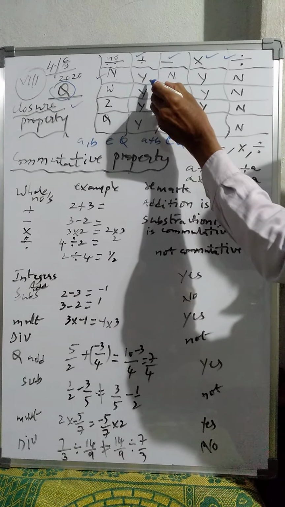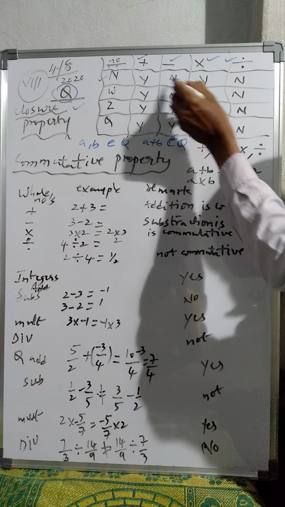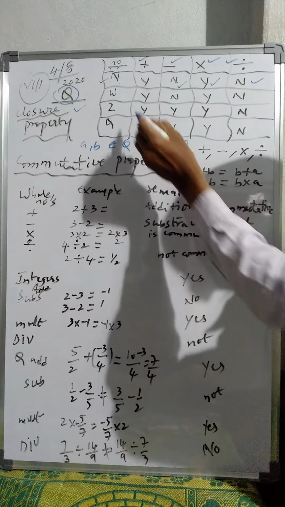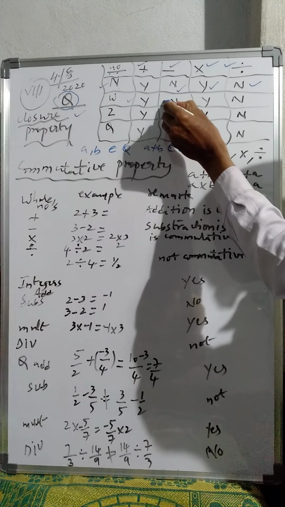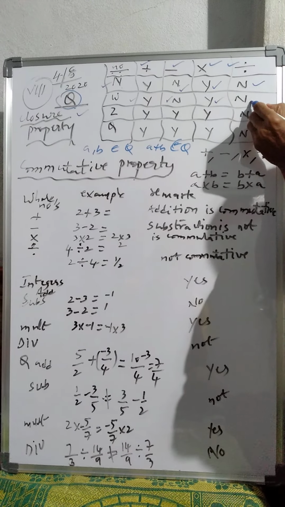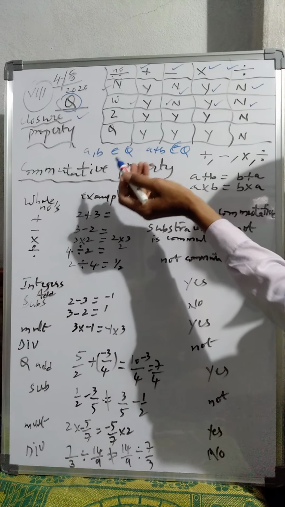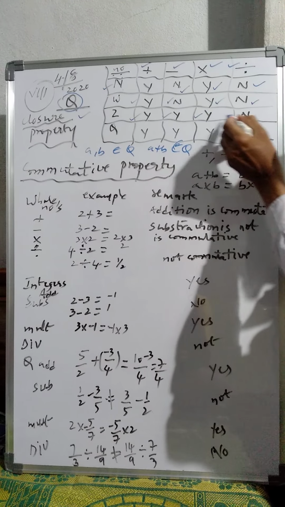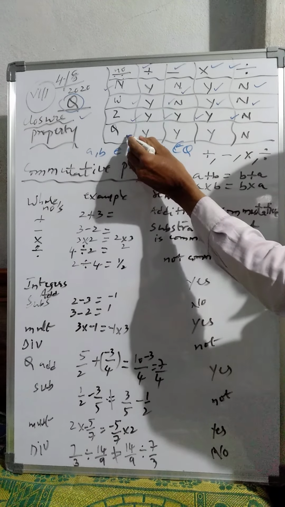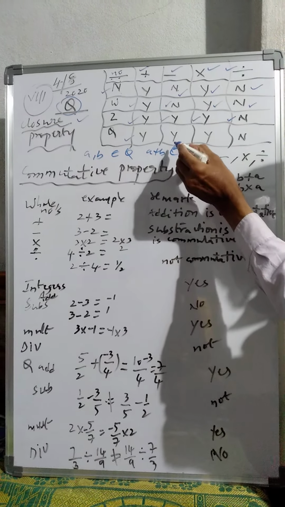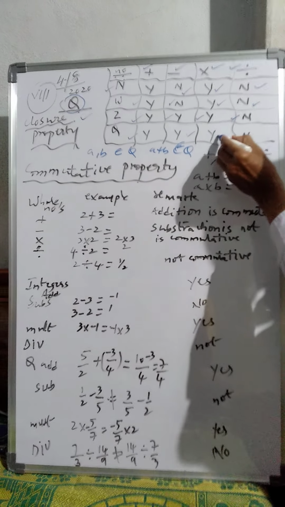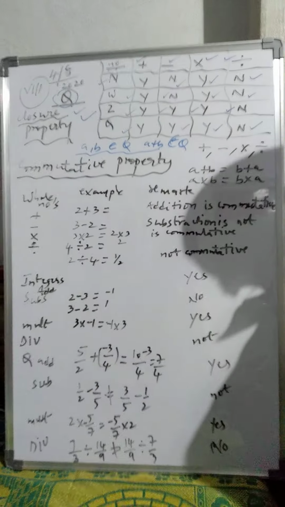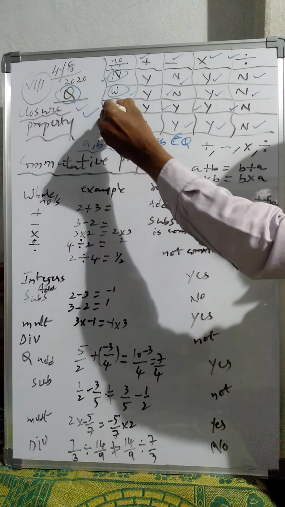So natural numbers are closed under addition, for subtraction it is no, for multiplication it is yes, for division it is no. Likewise whole numbers: yes, for subtraction no, for multiplication yes, for division no. Likewise integers, that is plus, minus, 1, 2, 3: for addition yes, for subtraction yes, for multiplication yes, for division no. Likewise rational numbers: for addition yes, for subtraction yes, for multiplication yes, for division no. So this is a quick review of closure property for natural numbers, whole numbers, integers, rational numbers.